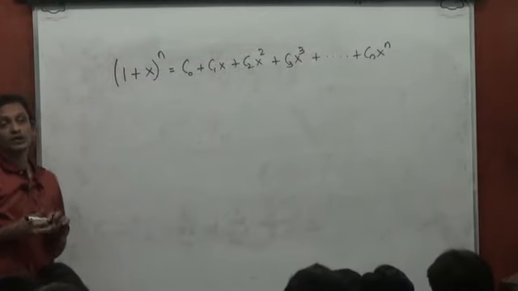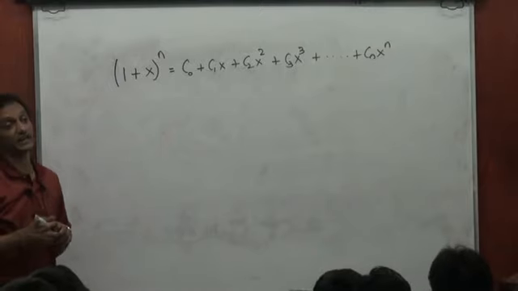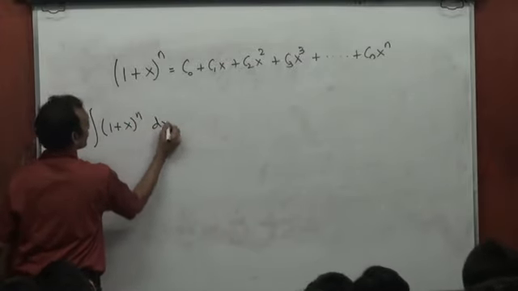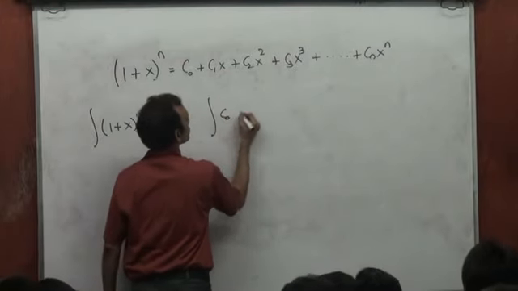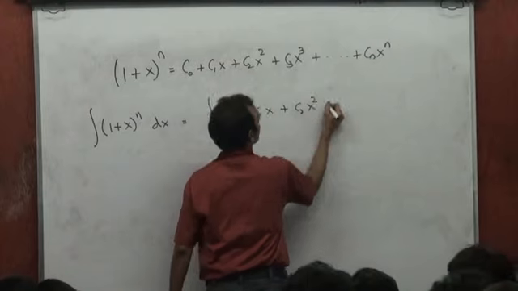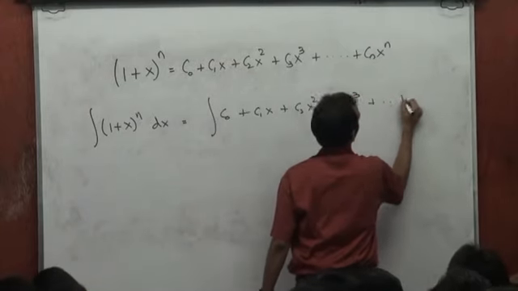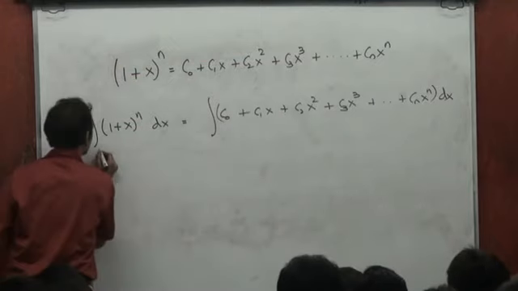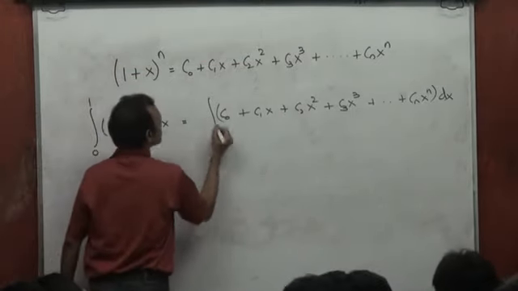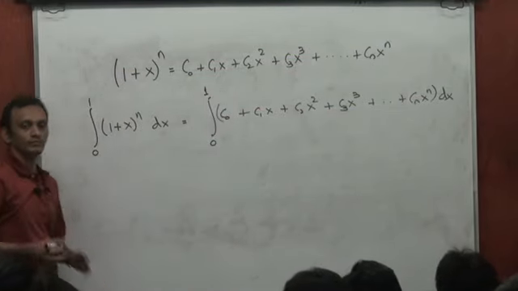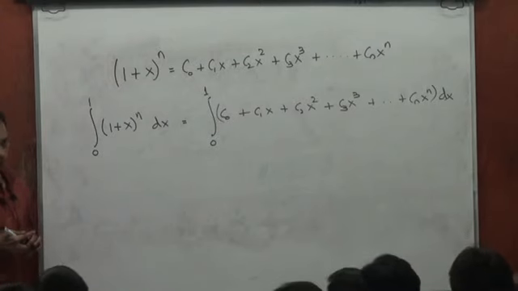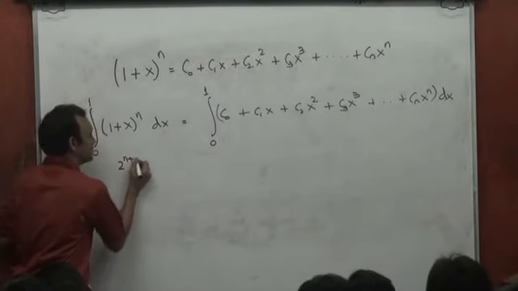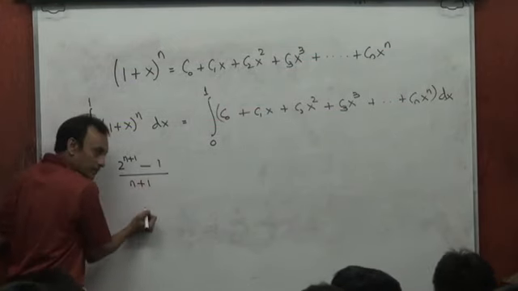This is an identity. Integrate both sides with respect to x. Integrate from 0 to 1 both sides. Right? When you do that, then this, like we just saw a little while ago, is 2 to the power n plus 1, 1 divided by n plus 1. That's the left hand side.